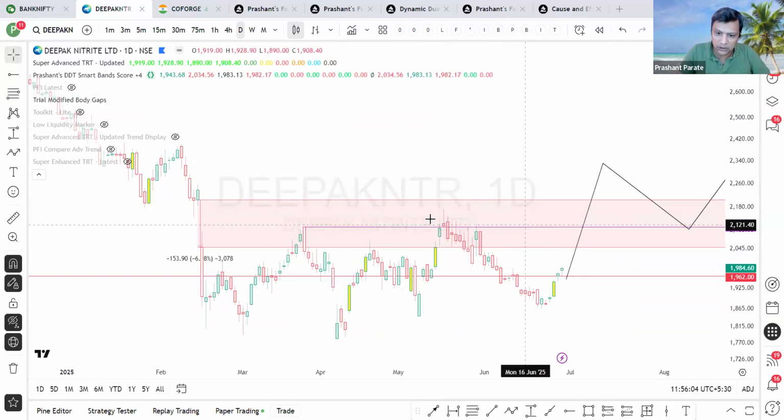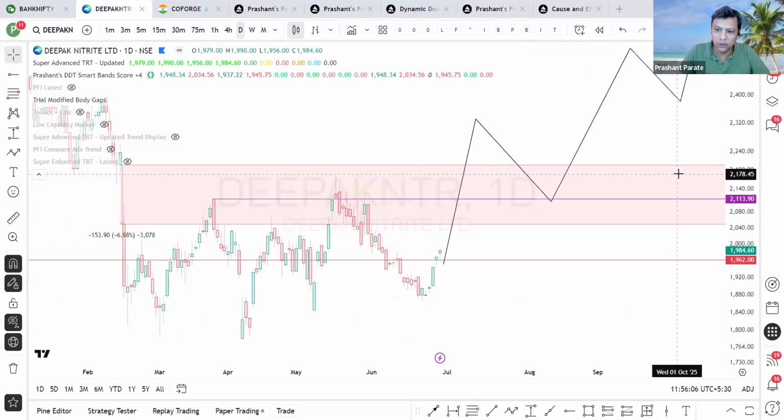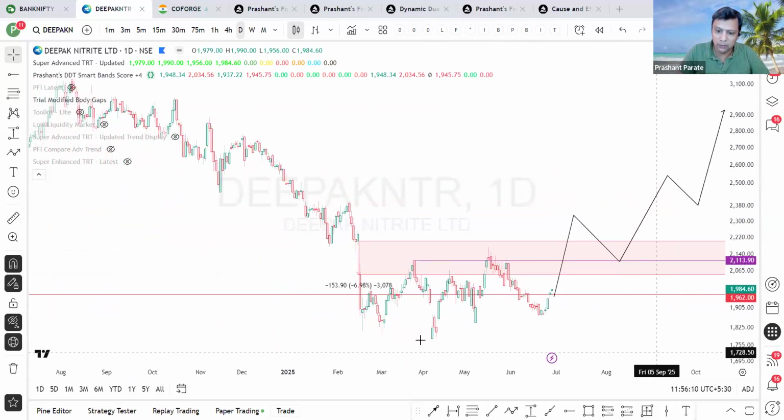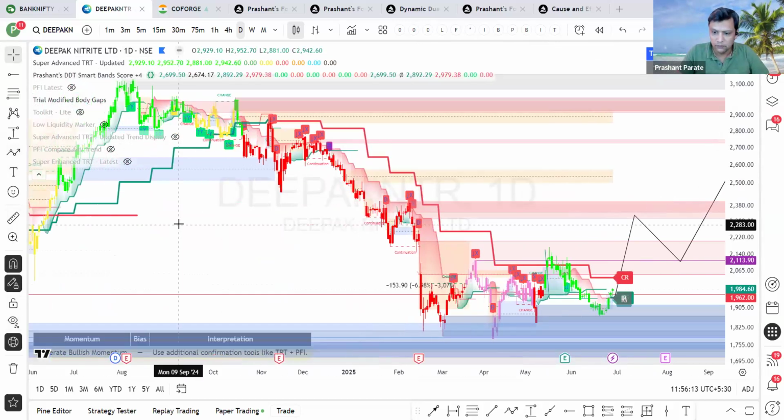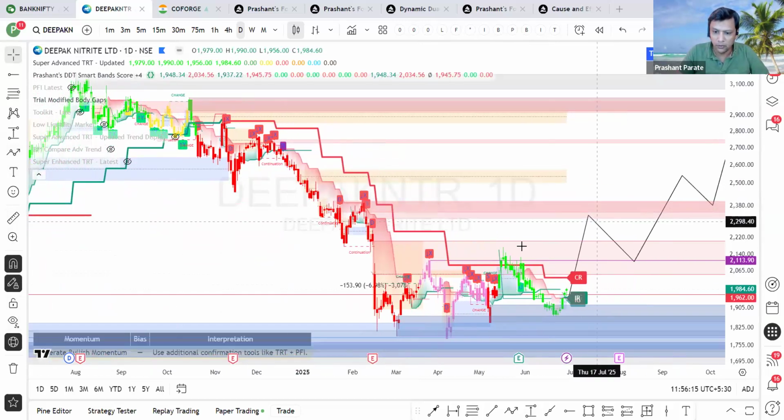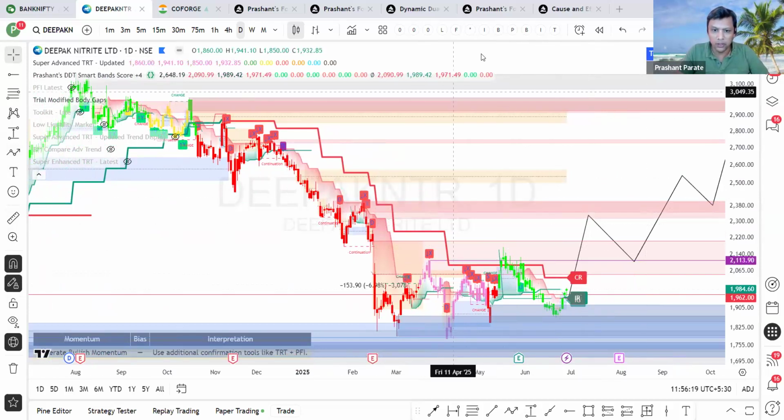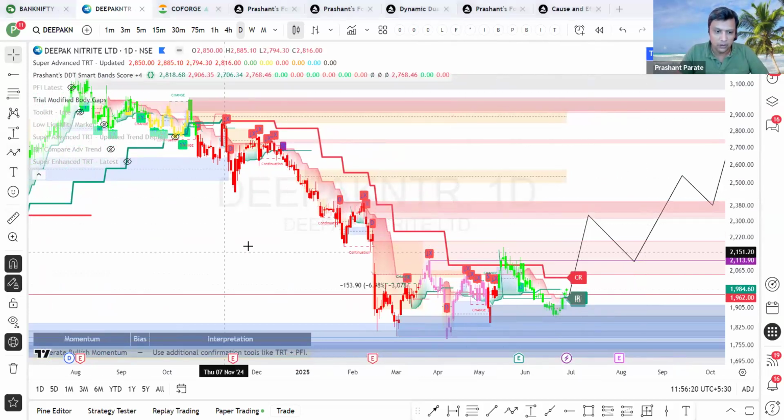So if it fails above this, then what I have plotted may not come true, and it may again come down, create a new spring. Therefore, we can look for booking profit at first target. Now, Asian Paint.